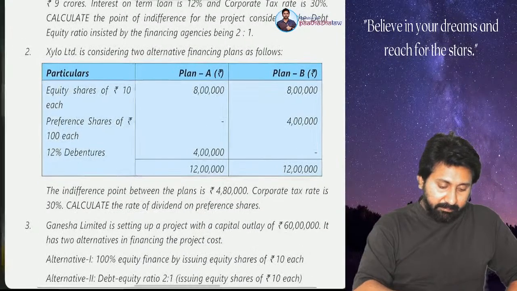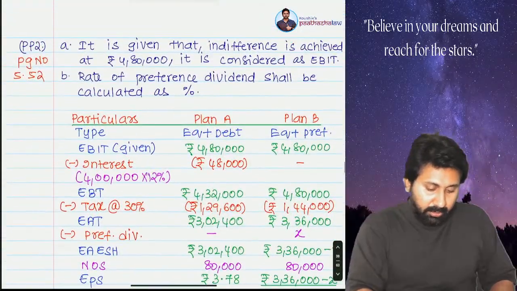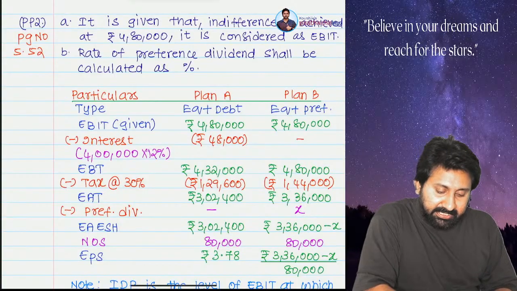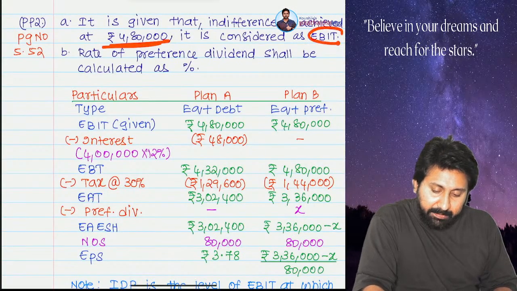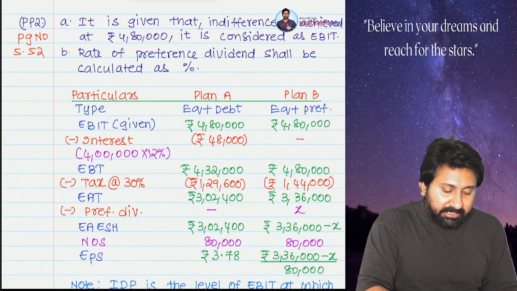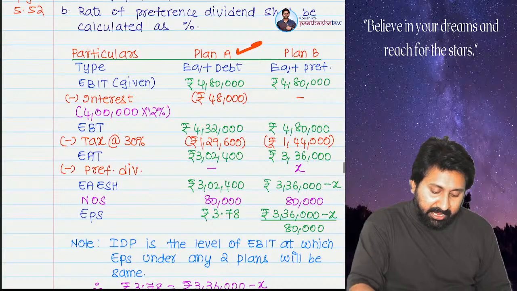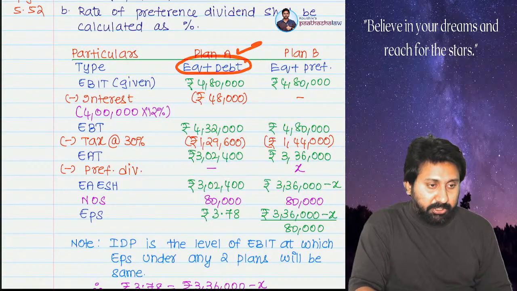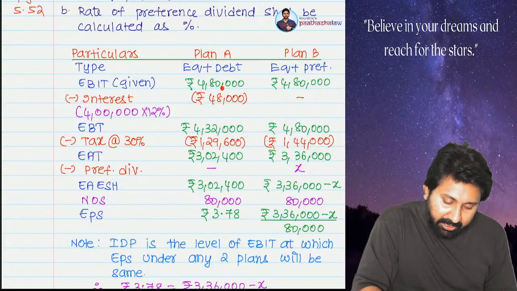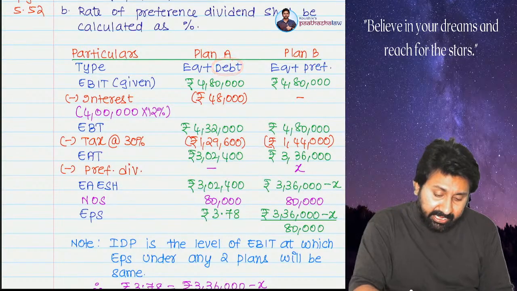Okay. See here. Second question. It is given that indifference is achieved at 4 lakh 80. Therefore, EBIT is 4 lakh 80. Already I said that. Rate of preference dividend will be calculated as a percentage. First option, plan A, equity and debt option. Second option, equity and preference. EBIT 4 lakh 80. First option is equity and debt. Debt carries an interest.